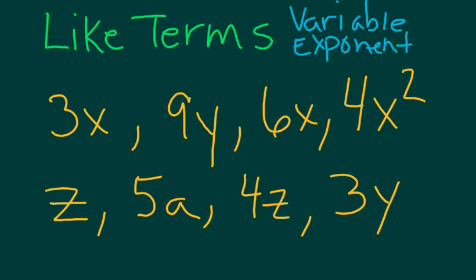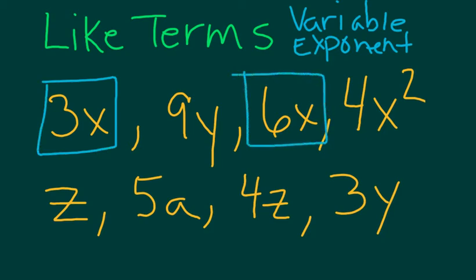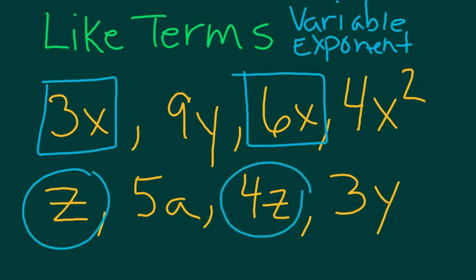So, in this list of terms, do you see any terms that are alike? Yes, 3x and 6x, those are like terms. I'm going to put a blue square around them. They are alike. Do you see any other terms that are alike? Yes, z and 4z are alike. I'm going to put a blue circle around those.